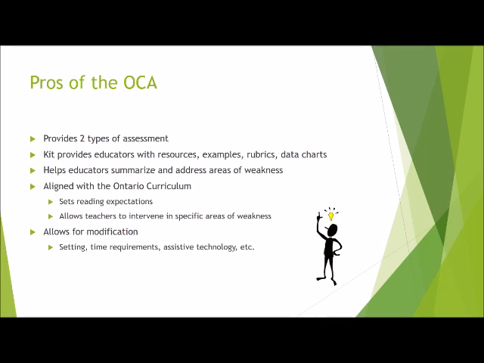In summary, how does the Ontario Comprehension Assessment benefit students? First off, it provides two types of assessment, both diagnostic and formative. The kit provides educators with very straightforward resources, examples, rubrics, and data charts. It also helps educators summarize and address areas of weakness. It is aligned with the Ontario curriculum by setting reading expectations and allowing teachers to intervene in specific areas of weakness. And of course, it allows for modification, that being setting, time requirements, assistive technology, etc.